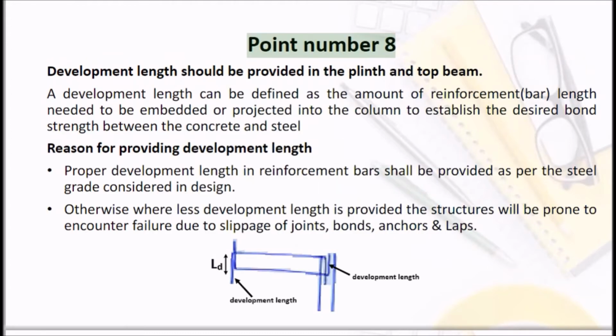Point number 8. Development length should be provided in the plinth and top beam. Development length can be defined as the length of reinforcement bar needed to be embedded or projected into the column to establish the desired bond strength between the concrete and steel.